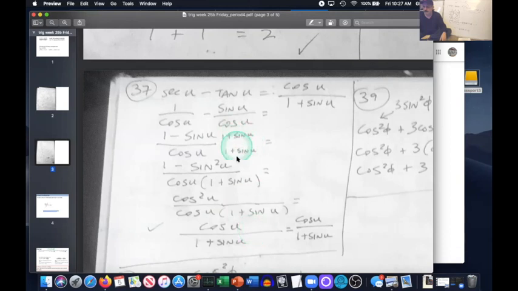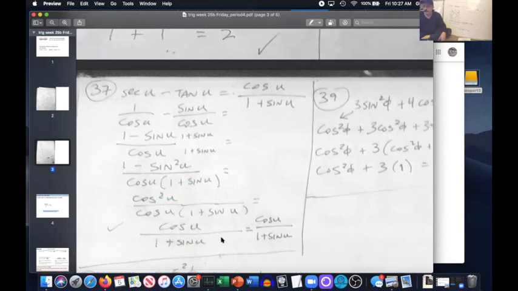So again, I decided to multiply top and bottom, the left side by 1 plus sine, because that's what I saw on the right side. So we wanted that denominator. That's how I made that decision. And you see, it turned out to work out. So that was a good idea.